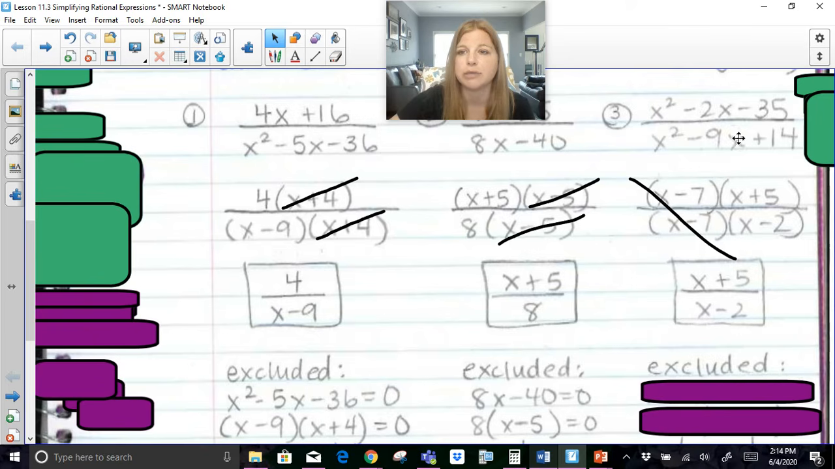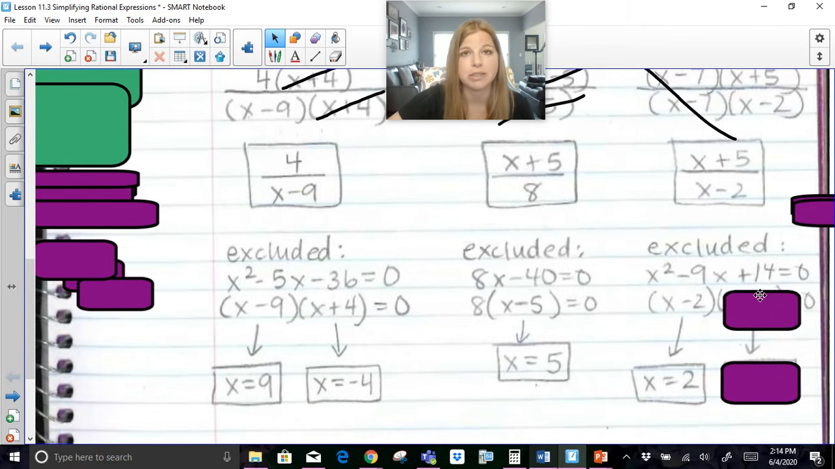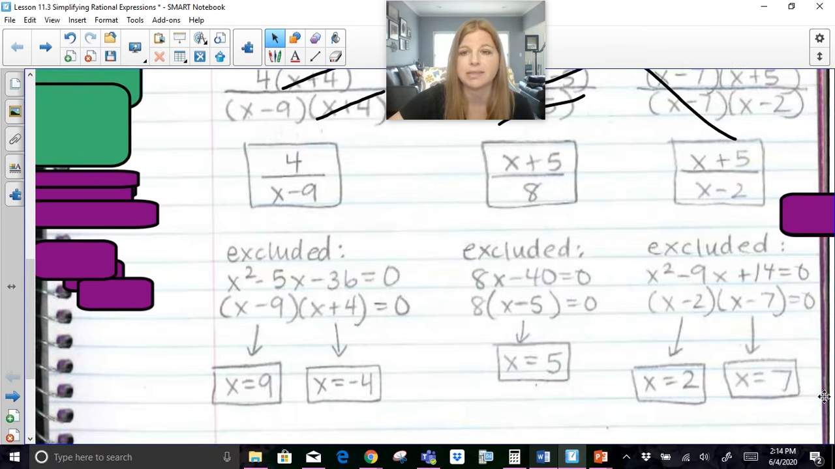Excluded value, we set the original denominator equal to 0. Good news for us, we already have it in factored form, x minus 2, x minus 7. So that means my excluded values are 2 and 7. So this is a really good combination of skills here: simplifying a rational expression using our factoring and then crossing out what we see in common, and also the excluded values.